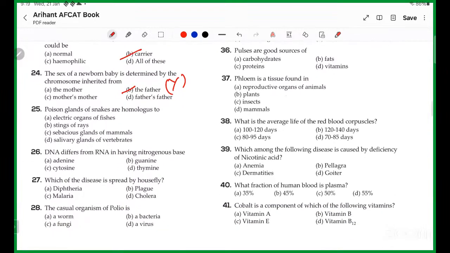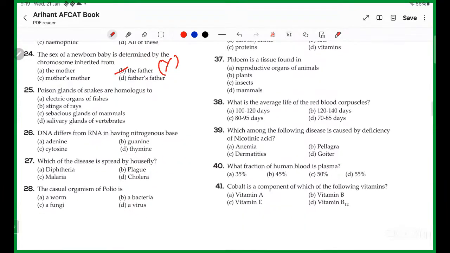Poisonous glands of snakes are homologous to salivary glands of vertebrates. DNA differs from RNA in having nitrogenous base thymine. Which of the following is spread by housefly? Cholera. The causal organism of polio is virus.